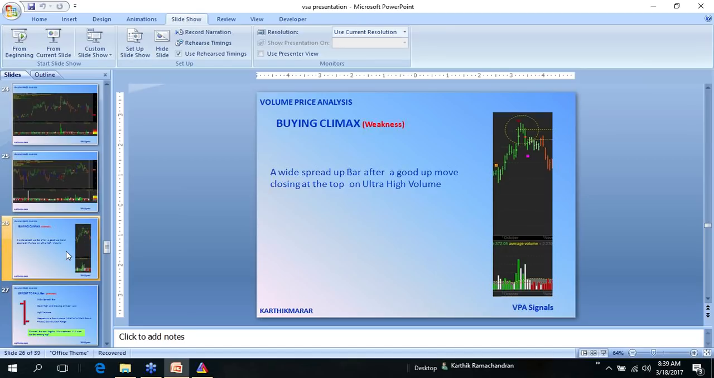Now the next indication we are going to look at is the buying climax. Most of you must have heard this term, buying climax. A buying climax is a widespread up bar after a good up move, closing at the top on ultra high volume. The volume is very important here. It should be ultra high volume. And again, we need confirmation as usual.